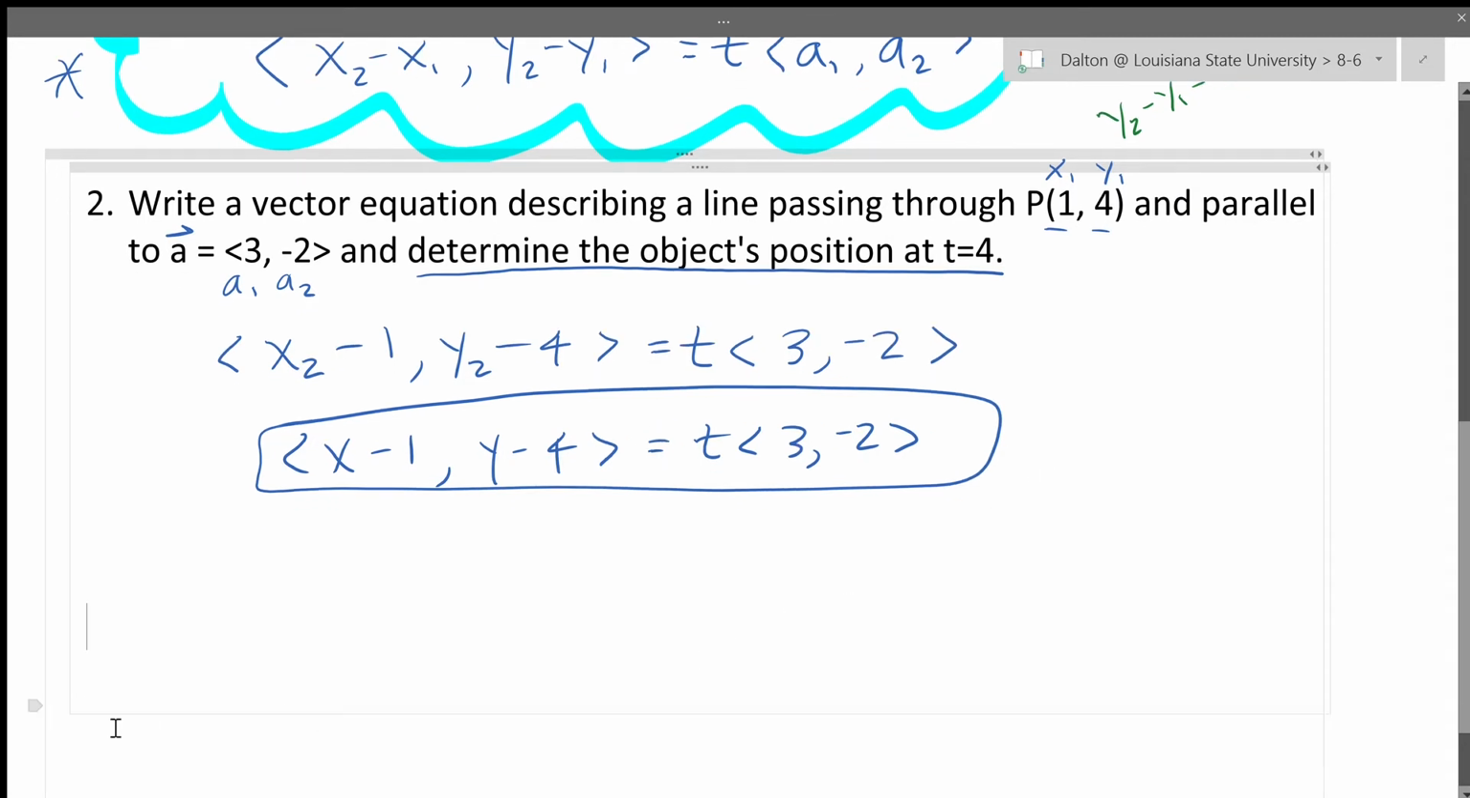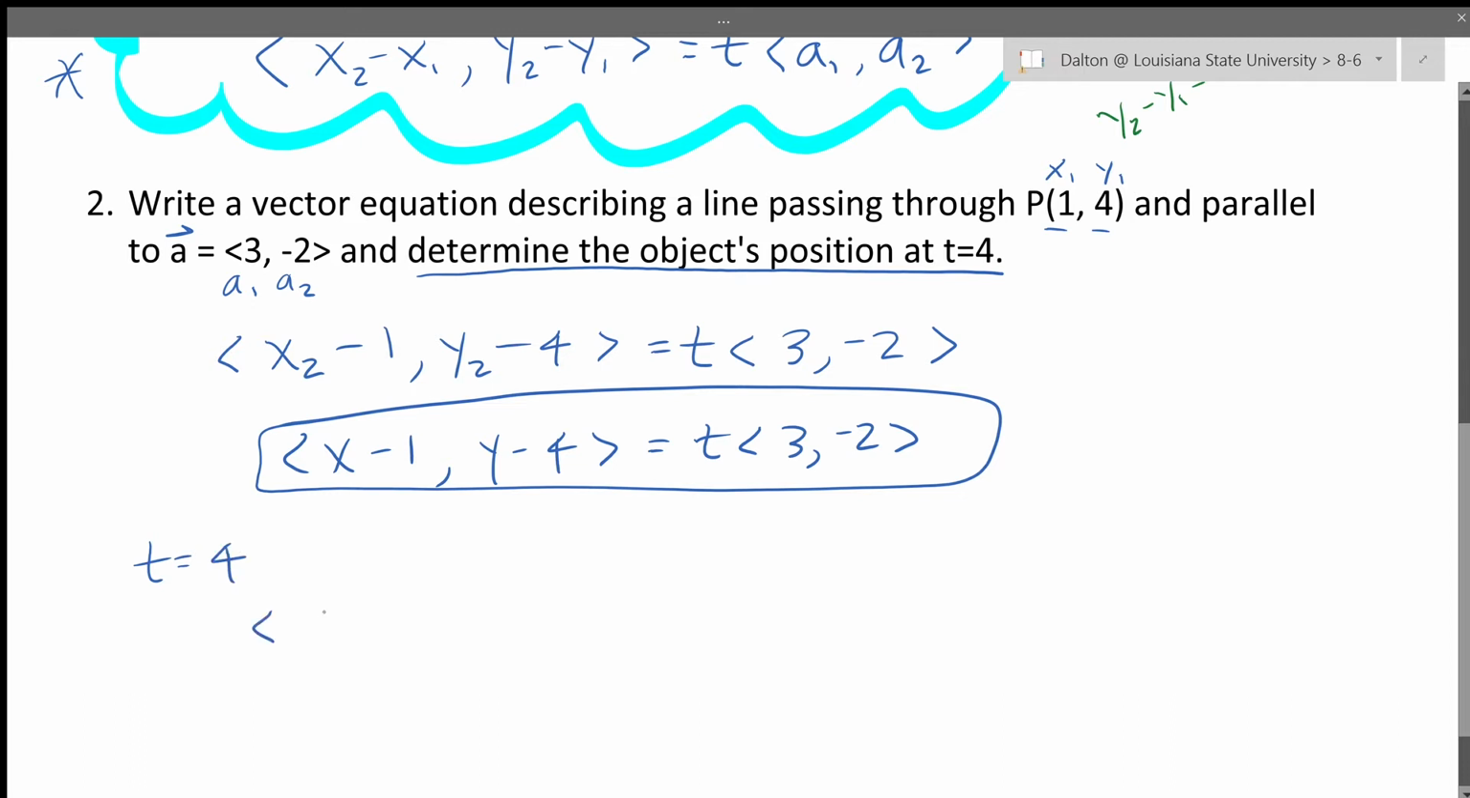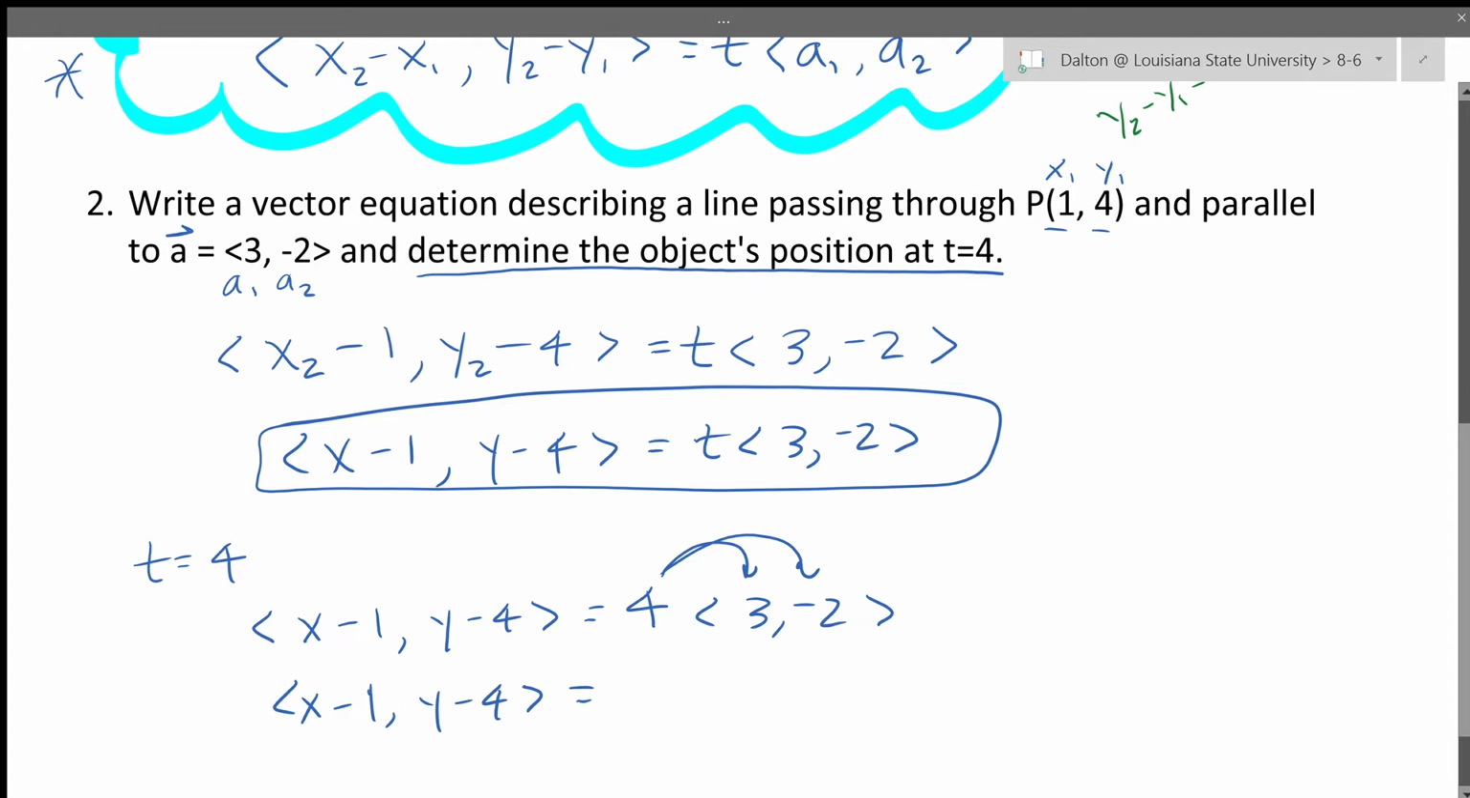So what that's going to allow us to do is, when you plug in a value for time, it's going to allow us to solve for the object's position using the x and y coordinates. Okay, so here's what that looks like. When time equals 4, our vector equation is x minus 1, y minus 4 is equal to, substituting in 4 for time, 3, negative 2. And then look what happens. If we leave the left side alone and simplify the right side, distributing the scalar of 4, then we get the vector 12, negative 8.